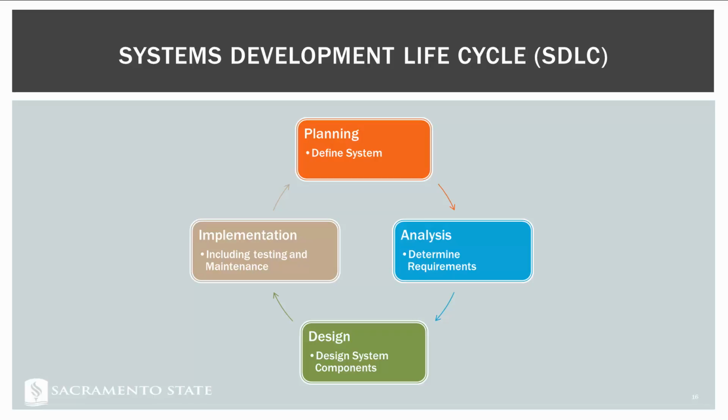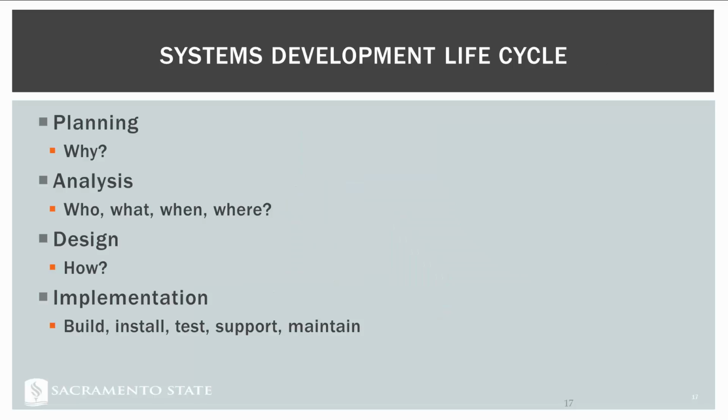Let's walk through what happens in each of the different phases. First of all, what kind of questions are we asking? In the planning phase, we're asking the question, why would we ever want to put money towards this project? Why are we doing this? We'll get into more detail in a minute. The analysis phase: who is going to use this system? What are they going to do with it? When will this system be used? And where within the organization, or sometimes within the country or city, is it going to be used?